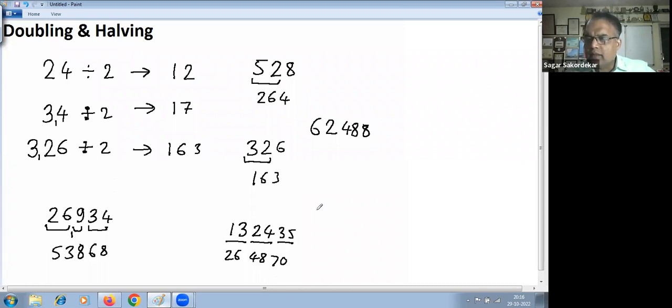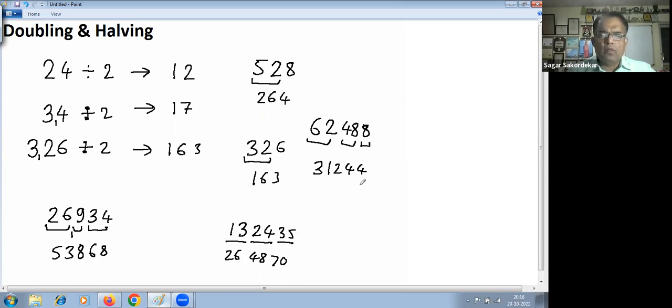Yeah, Parth correct, Antik correct, China correct. So here grouping can be 62, 48 and 8 separate. 62 divided by 2: half of 62 is 31, half of 48 is 24 and half of 8 is 4. 3, 1, 2, 4, 4.